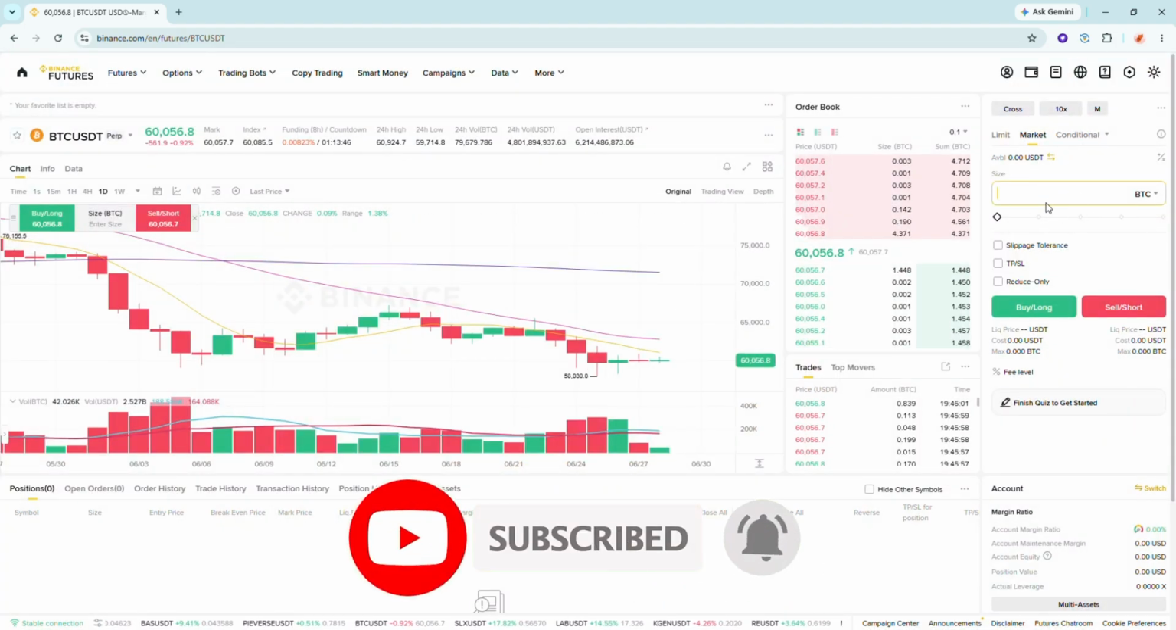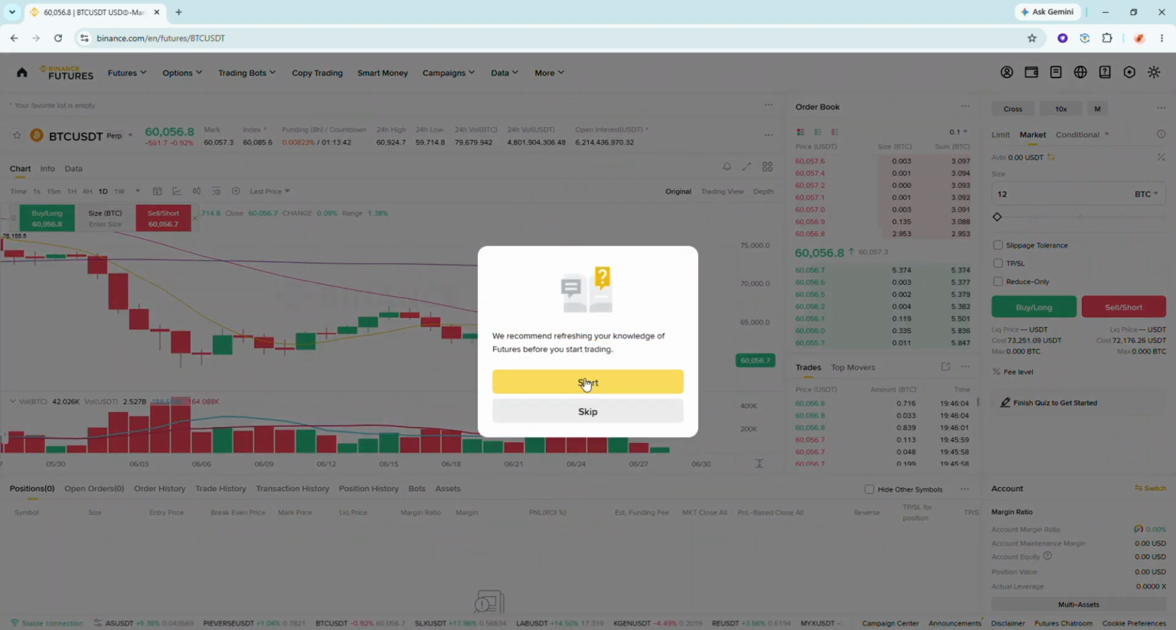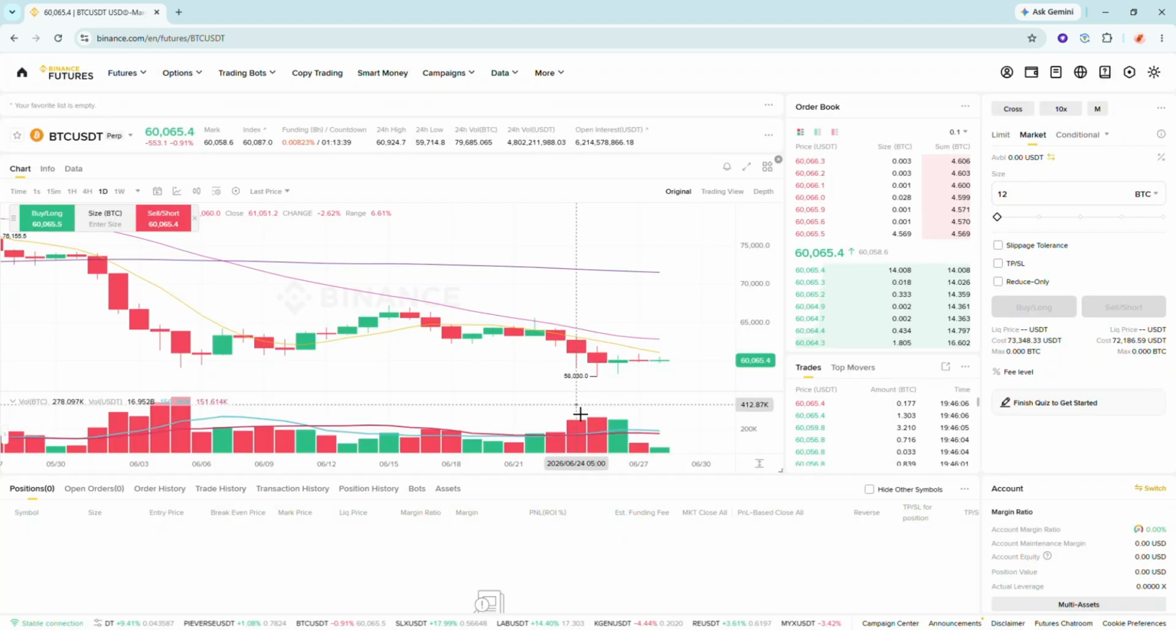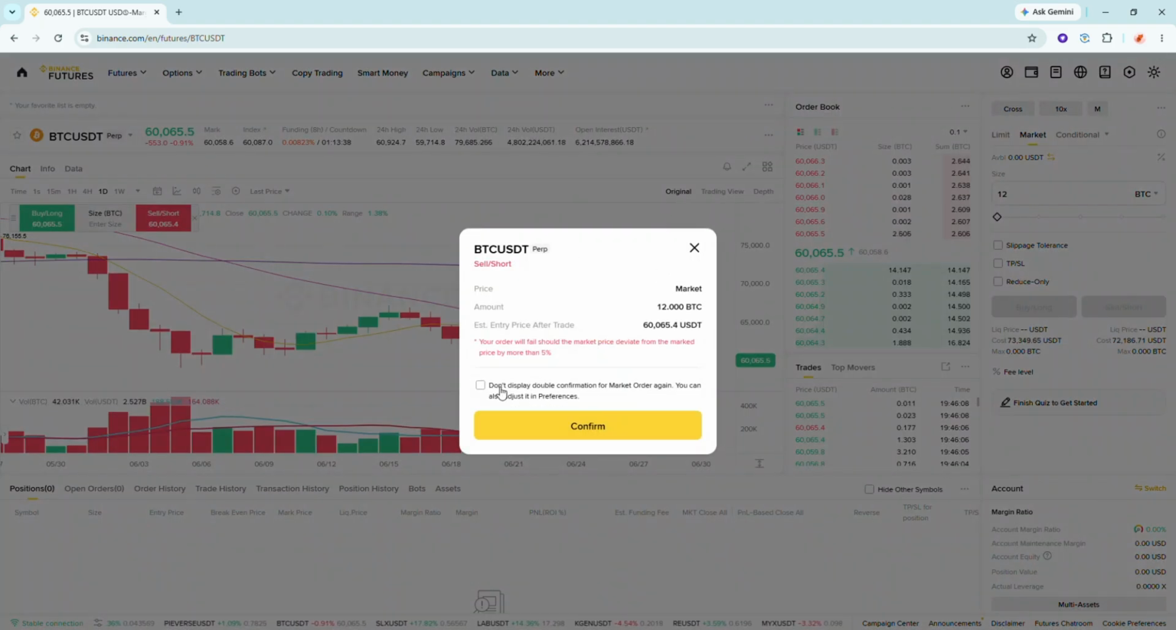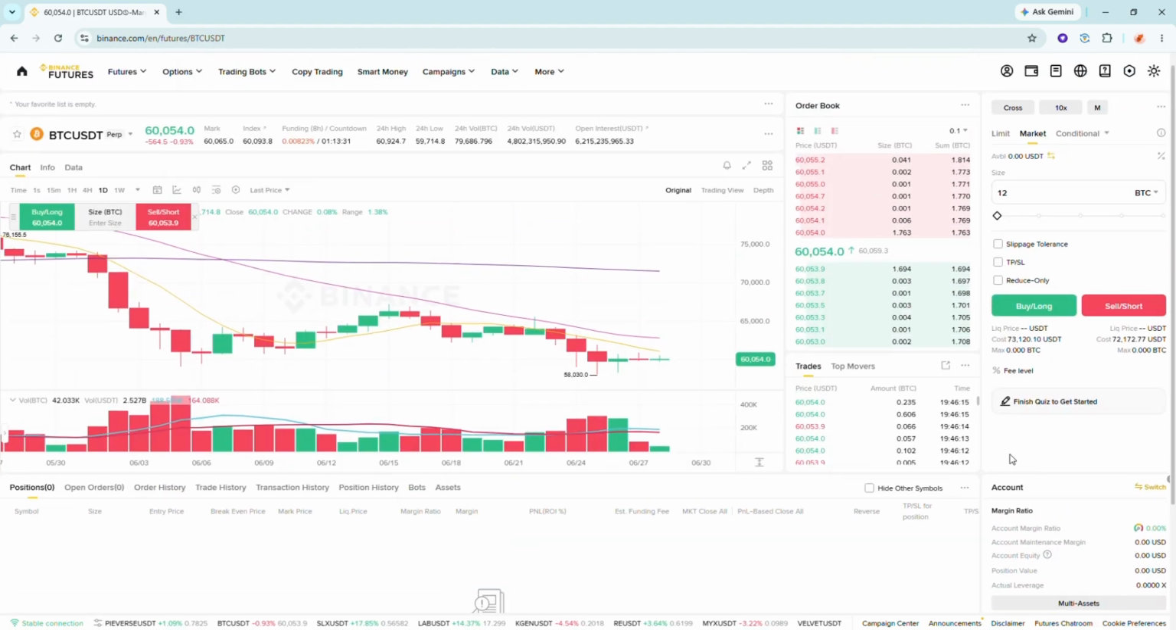Always set a stop loss to manage risk and consider using a take profit order to secure gains automatically. That's the basic process of trading futures on Binance. Start small, practice proper risk management, and trade responsibly.